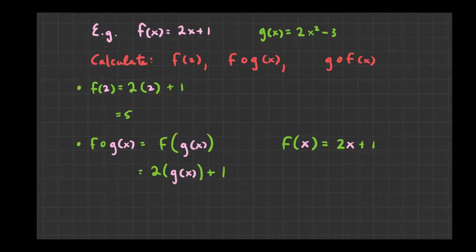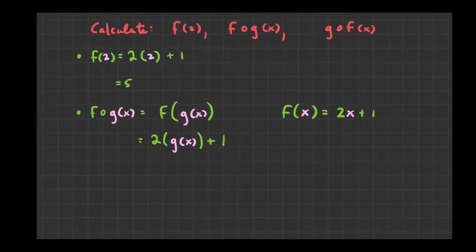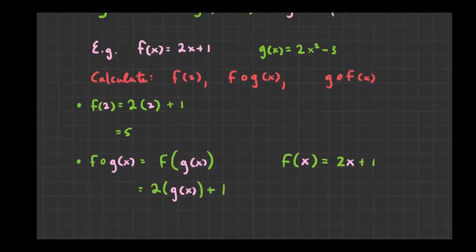It's going to take a minute for your brain to adjust to this idea, but the idea is we're just plugging in one function into another function. So instead of a value, we're plugging in a function. Okay? So if I have 2 times g of x, well, let's recall what g of x is.